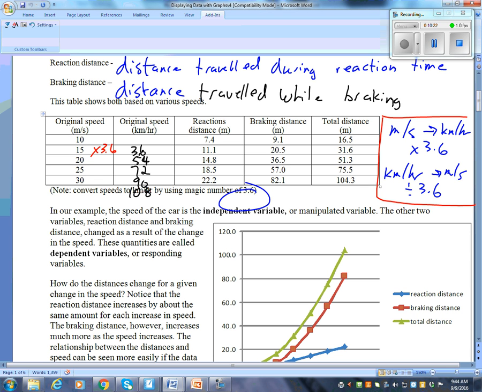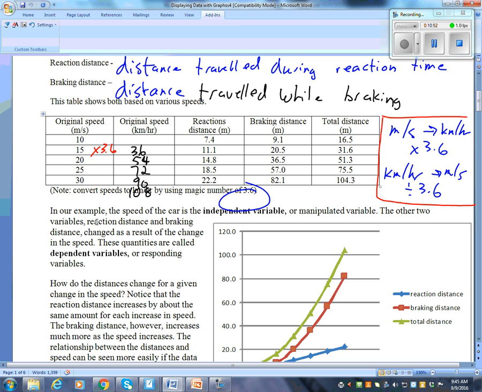By the way, what I didn't do is I didn't give you the reaction. So if you're going 10 meters per second, it takes you 7.4 meters just to get your foot to the brake, and then another 9.1 to actually stop, for a total of 16.5. So if you're driving at 108 on the highway, it can take you up to 100 meters to actually stop. Well, there's a lot of factors here, but that's kind of an average. 100 meters, that's a long ways. Okay, back to what I was talking about.